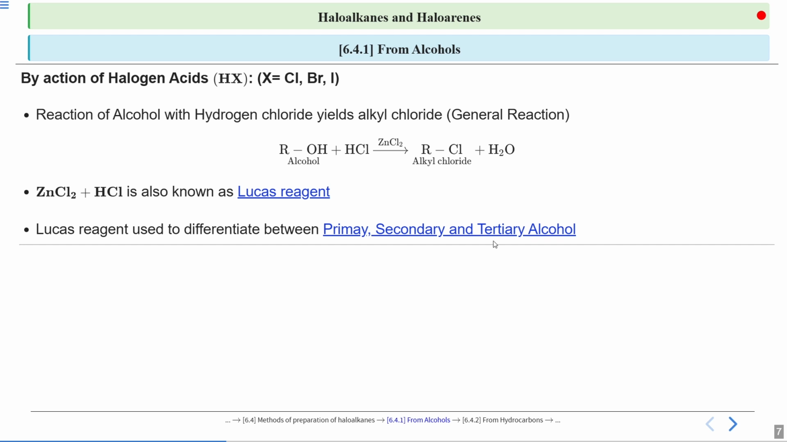Primary, secondary, and tertiary alcohol: a hydroxyl attached to a carbon that is attached to only one other carbon is a primary alcohol. A hydroxyl group attached to a carbon that is attached to two other carbons is a secondary alcohol. And in a tertiary alcohol, the hydroxyl group is attached to a carbon bonded to three other carbons. So how can you use Lucas reagent to differentiate between them?